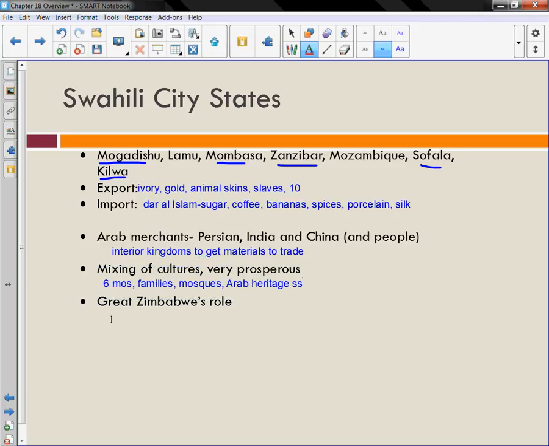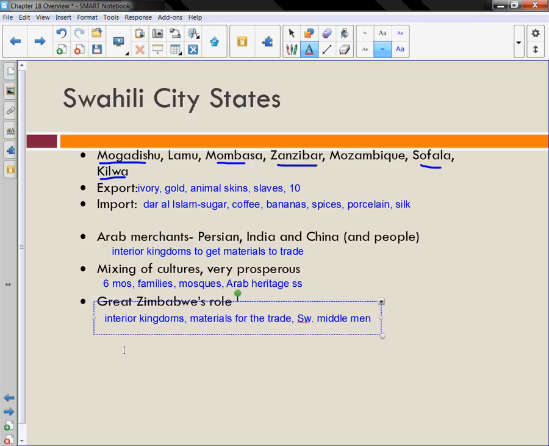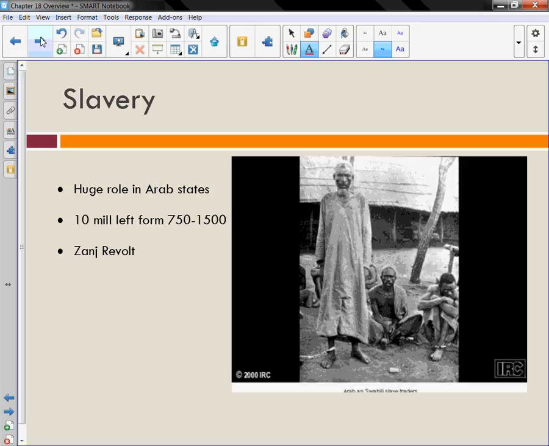So, like I mentioned, Great Zimbabwe and other interior kingdoms played a big role in procuring materials for this trade. Without them, the Swahili city-states would not have been as prosperous as they were. Really, the Swahili were kind of like middlemen. But because they were part of the Dar al-Islam, they were able to really benefit from this trade.